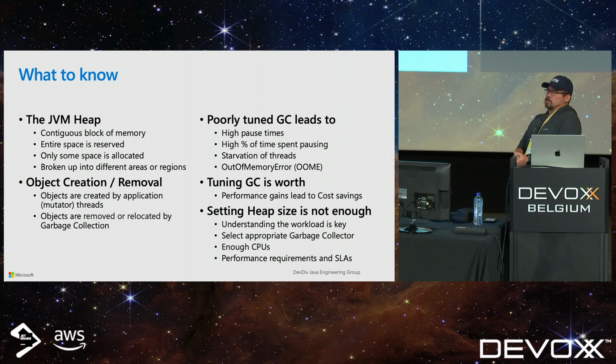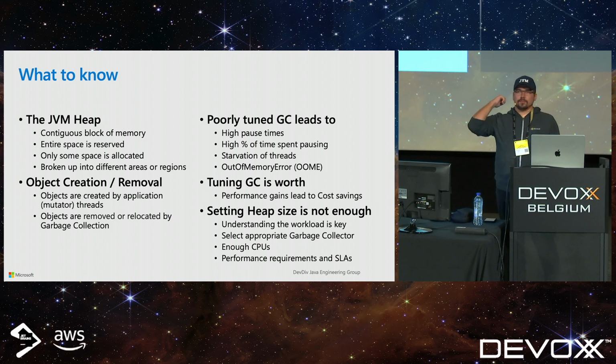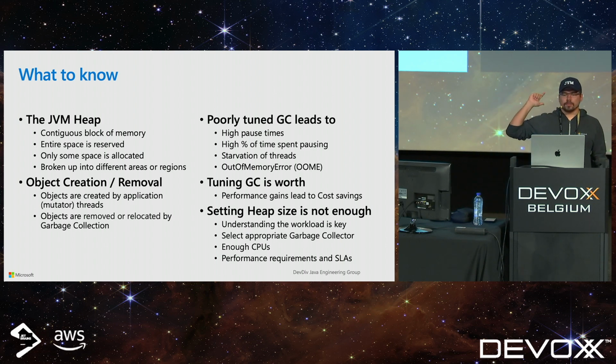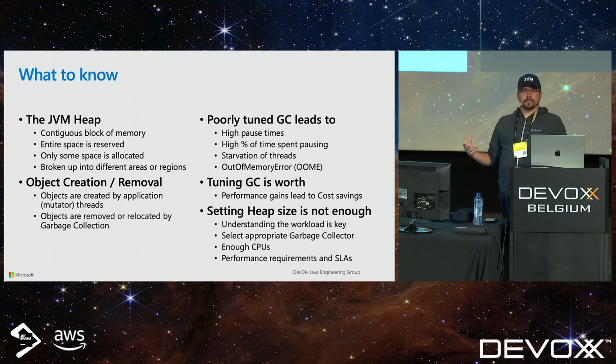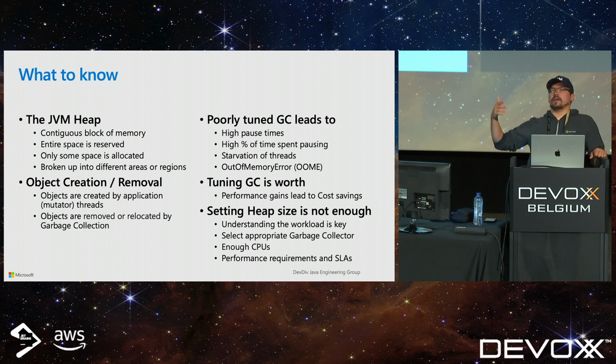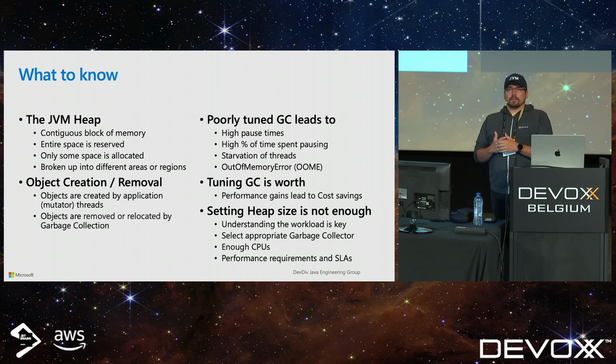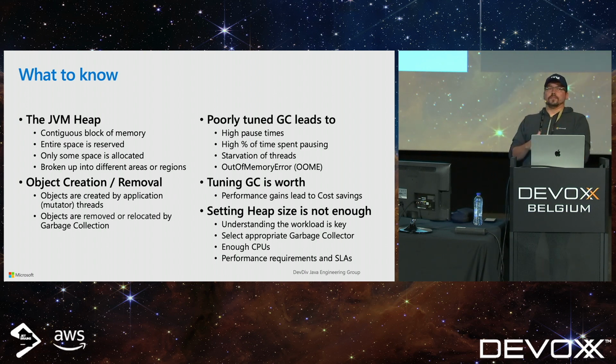What happens with a poorly tuned garbage collector? The application will have high pause times. The application will have a certain percentage of time spent in those pauses. High number of pauses, and then long pauses. Starvation of threads, because for the garbage collector to run, it needs system threads. And if a certain amount of memory is being occupied and the garbage collector cannot operate, it will trigger an out of memory error, because the memory is totally full, I cannot work, and there's no way to work in this environment. So it triggers an out of memory error.